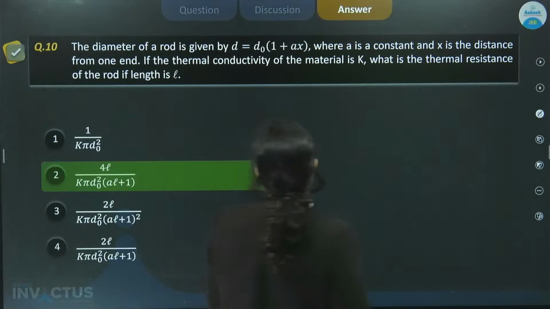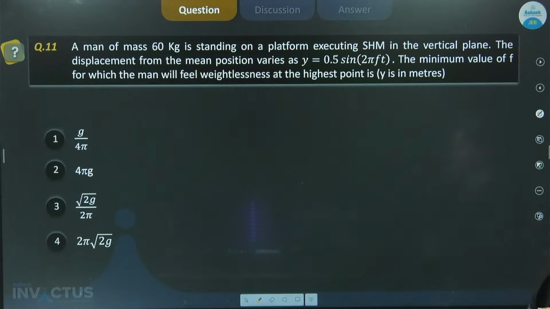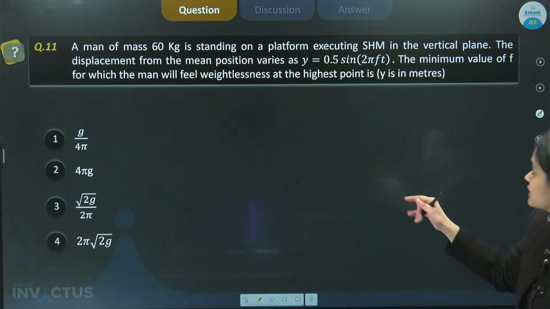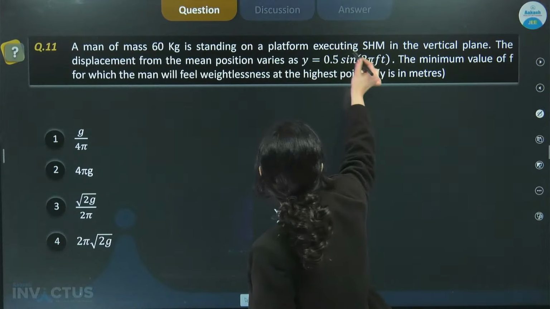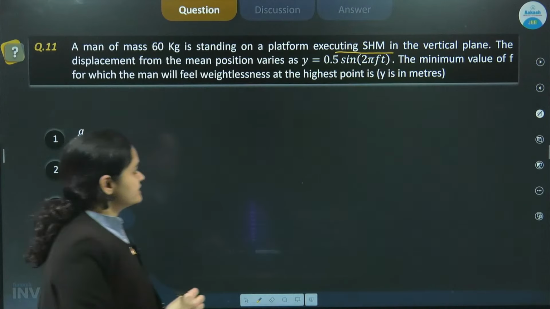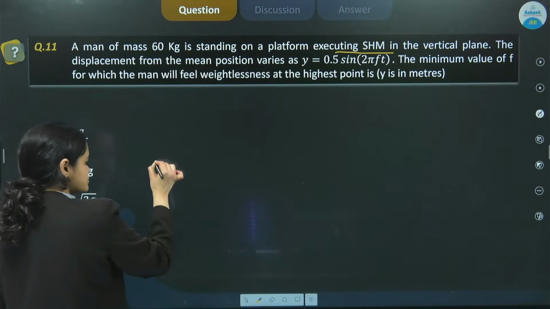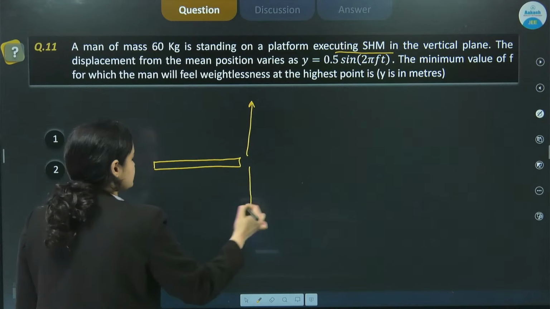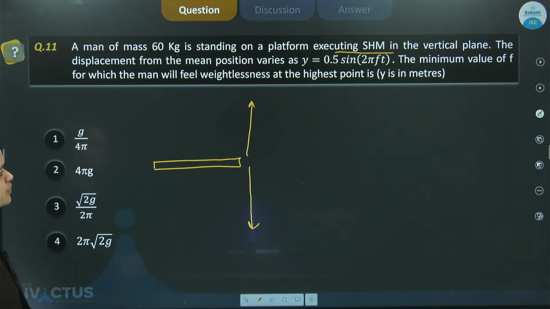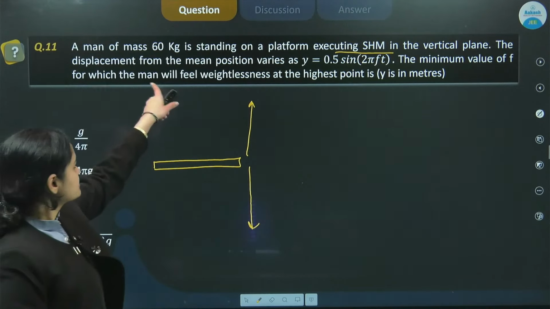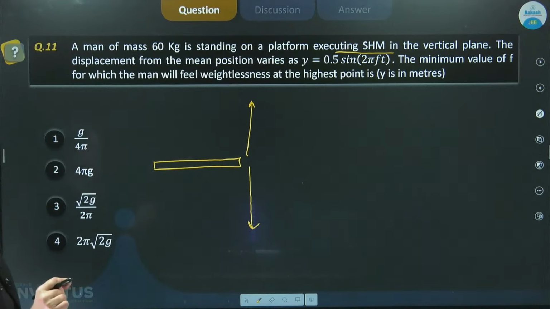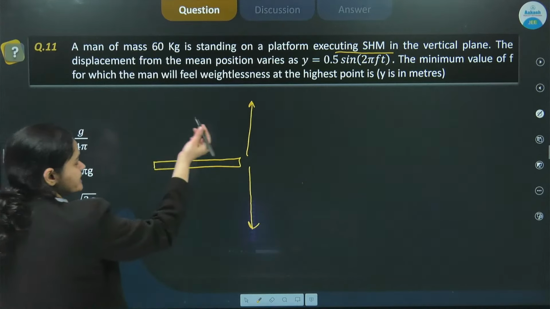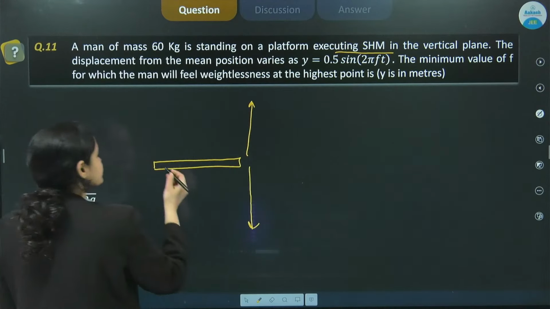Now the next question, question 11. See, there is a man of mass 60 kg standing on a platform. The equation for SHM is given to you. So there is this platform which is performing SHM, suppose in this manner. We have to find out the minimum value of frequency so that weightlessness is felt at the highest point.